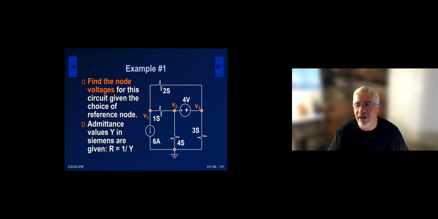So I've prepared the circuit for you here. All right, so I've skipped the preparation step. What do I mean by preparation step? Identifying the nodes. You have all the nodes identified, and then I select the reference node at the bottom. And then I label the nodes V1, V2, and V3.